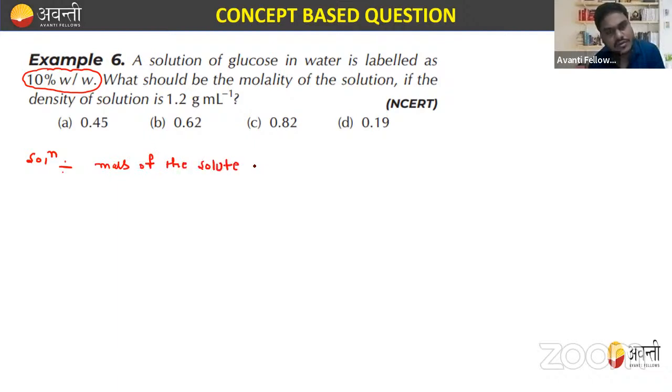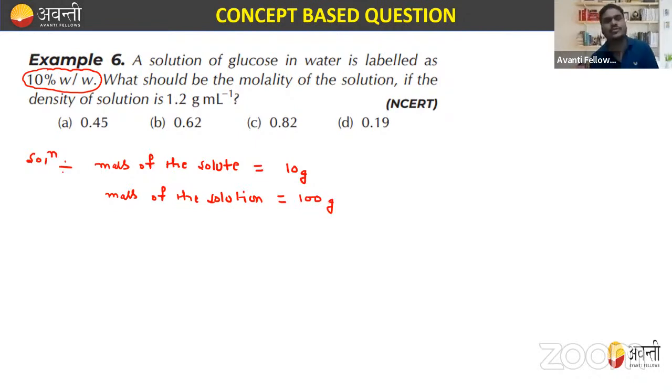Mass of the solute comes out to be 10 gram. Okay. Mass of the solution. We know because percentage is given now. So what is the mass of the solution, beta? 10% means out of 100. It means 100 gram. So this is the mass of the solution.